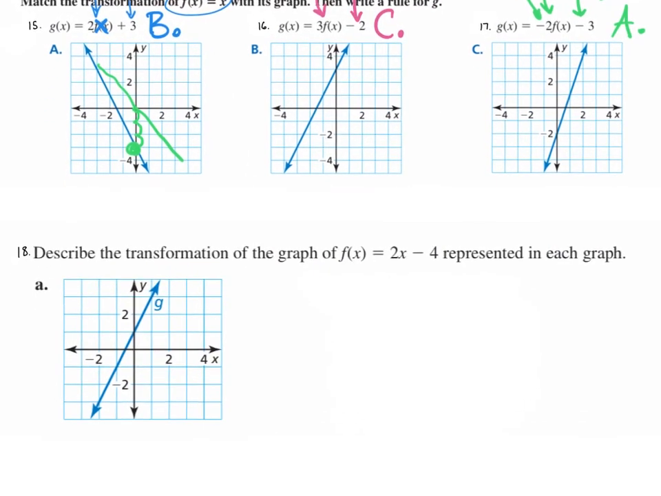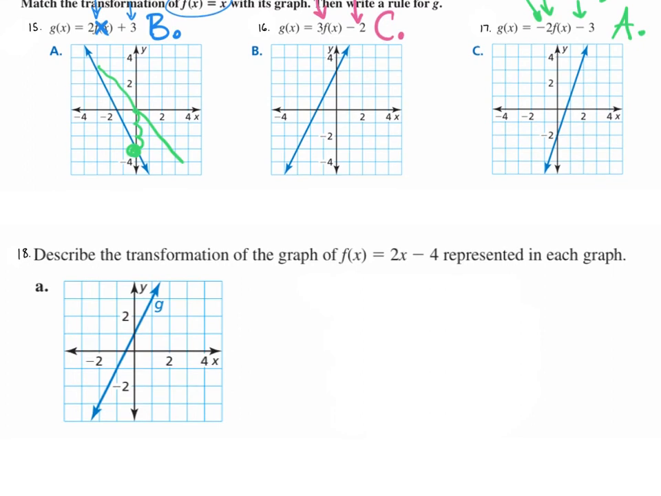Okay, number 18. So here we need to describe the transformation of the graph of f of x is equal to 2x minus 4. So we're going from f of x to this g graph. So the first thing I want to do is graph this f of x and see what it looks like compared to g. So I'm going to plug in values for x, get some values for y, and plot those points. What's a number I can plug in for x? Awesome. 1, 0, and -1.